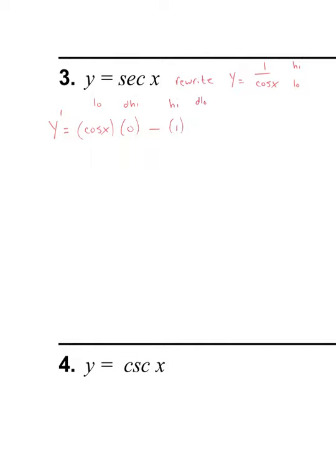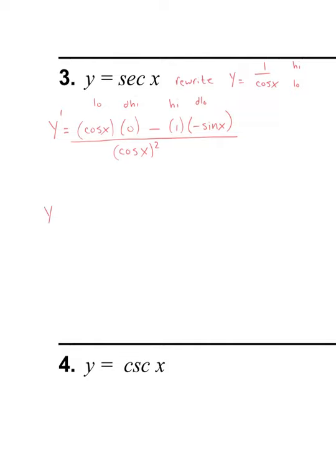And then we need d low. The derivative of the cosine is negative sine of x. So there's our numerator, low d high minus high d low. And on the bottom, we just need low squared, cosine of x squared.